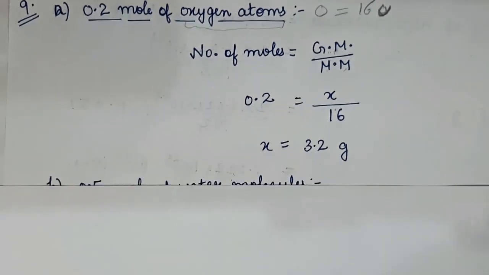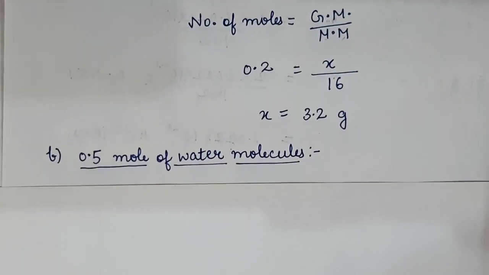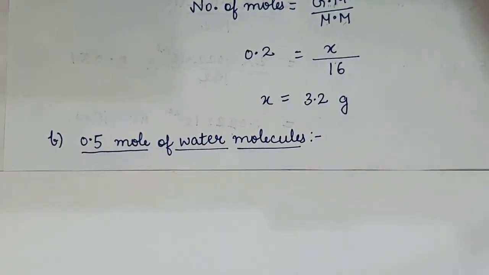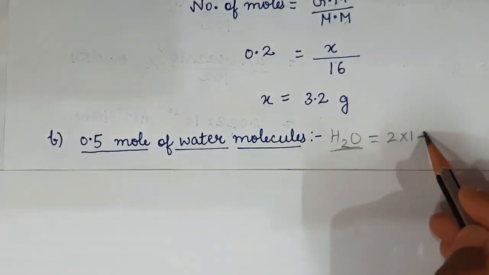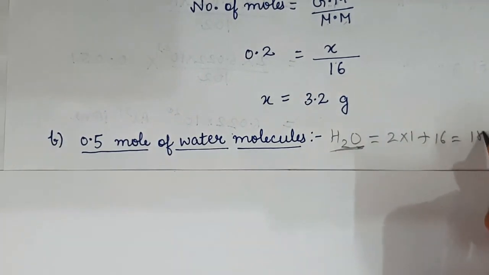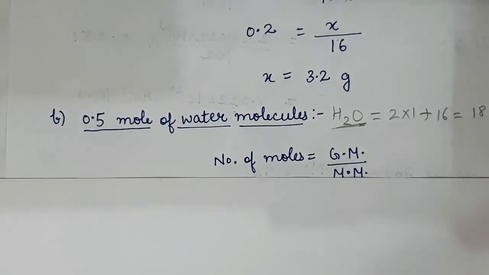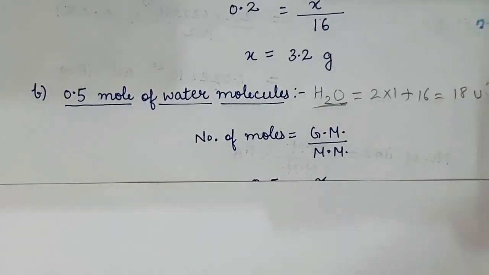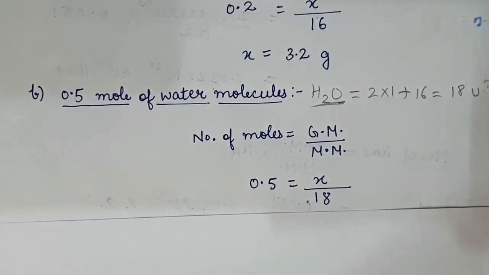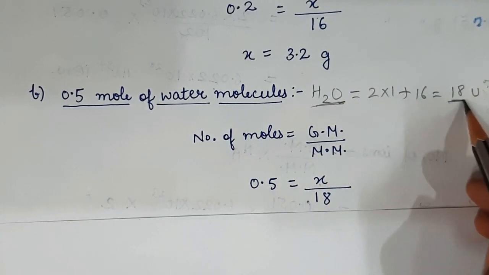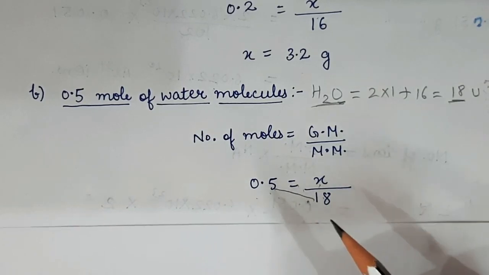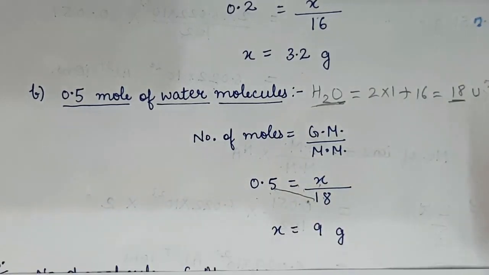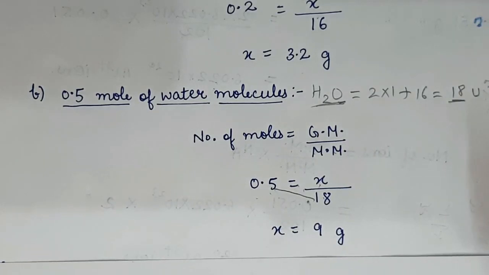Coming to B part. What is the mass of 0.5 mole of water molecules? Water molecule is H2O. H2O means 2 into 1 plus oxygen 16. So 2 plus 16, that is 18 u. Apply the same formula. Number of moles is equal to given mass upon molar mass. Number of moles are given in the question, that is 0.5. Given mass is x and molar mass you know, that is 18. So 0.5 is equal to x by 18. So x is equal to 0.5 into 18. That will be 9 grams. So this was question number 9.